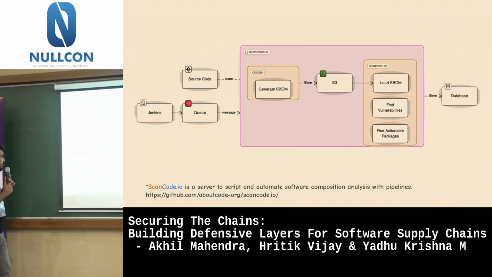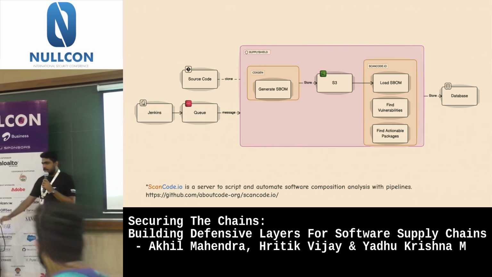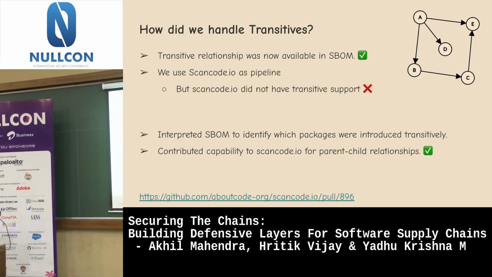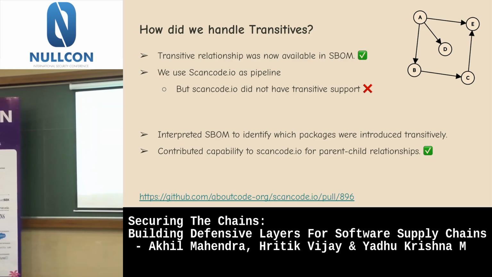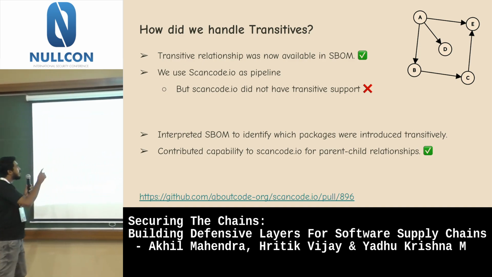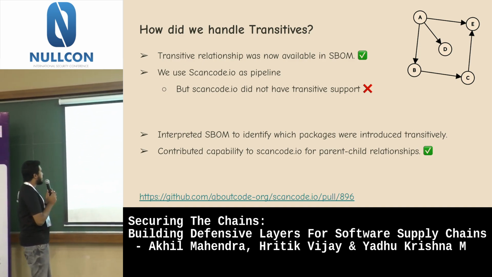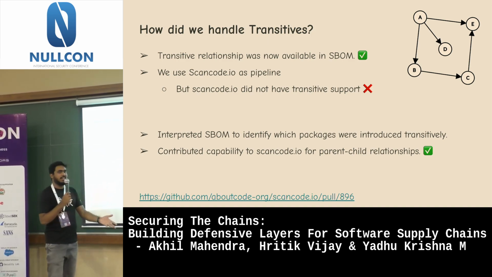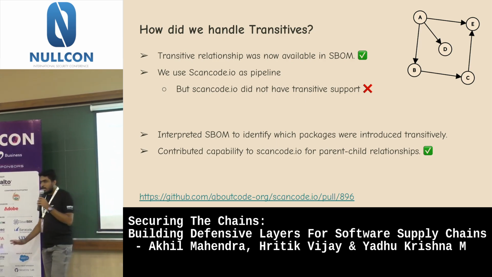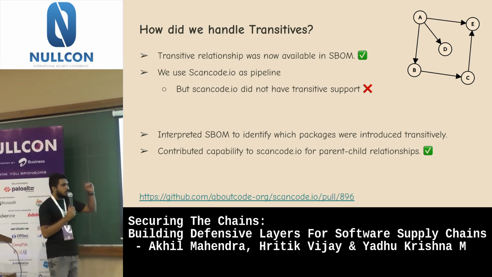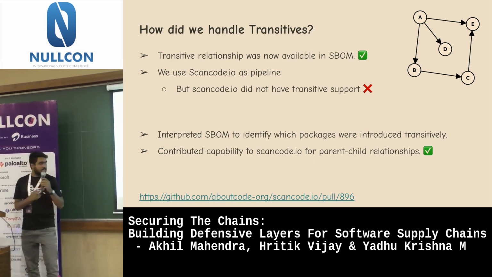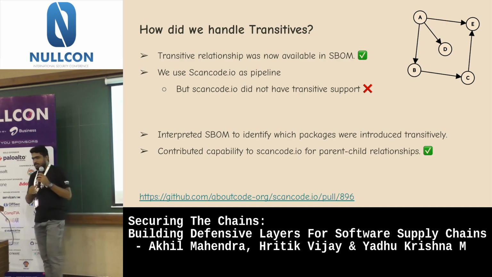Now we have those relationships as we are using CDXgen. If you see this image, you can see that package A is importing B and B is importing C. So all those relationships are being correctly shown. Now this functionality was not available in ScanCode. So what we did is we contributed, we added the capability to parse the relationships and store that in the database also. So now we have the actual paths in which the vulnerabilities were introduced. This is a very interesting project, you can try this out.